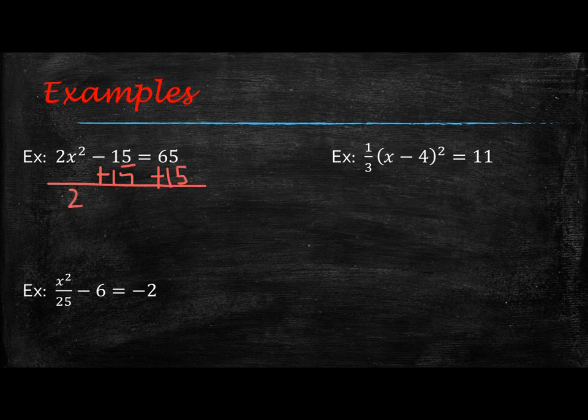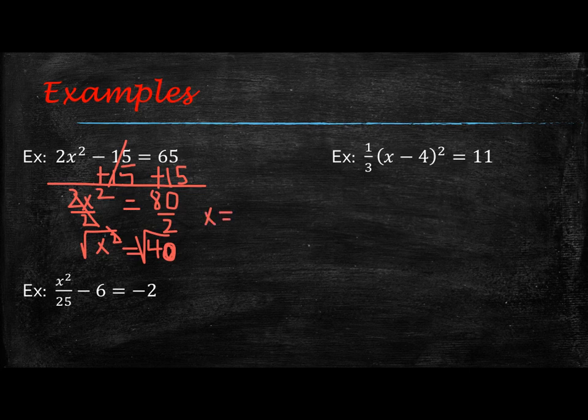Which will give you 2x squared equals 80, and then you'll divide both sides by 2, so x squared will equal 40. Okay, well then to get your x by itself, you will want to take the square root of both sides, which will cancel off that square, and so then we'll have x equals plus and minus the square root of 40.